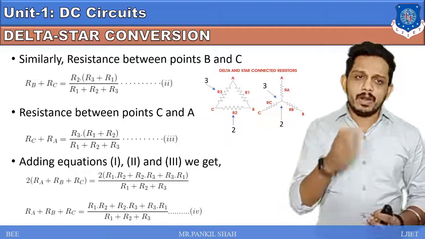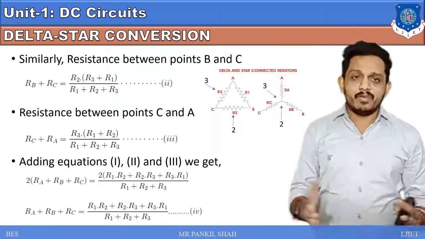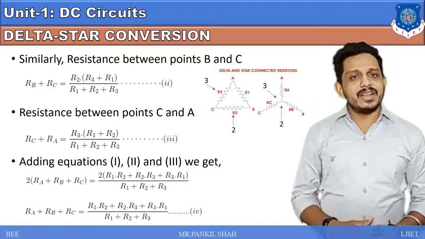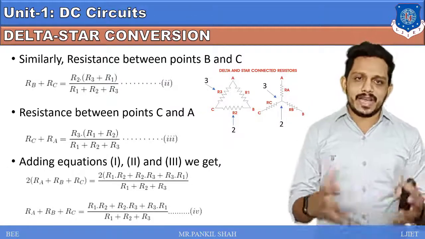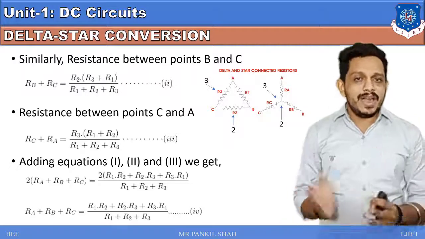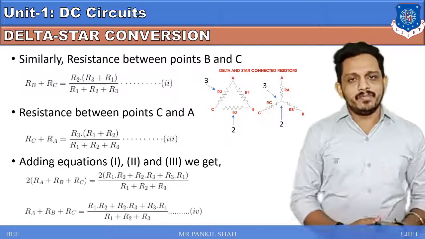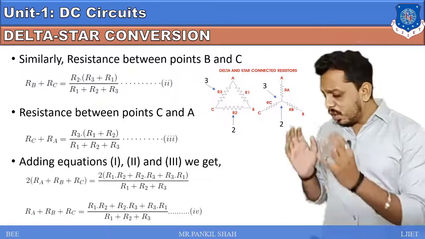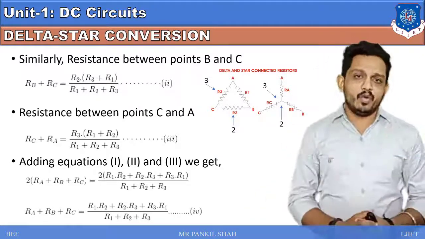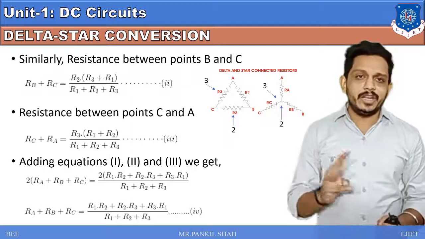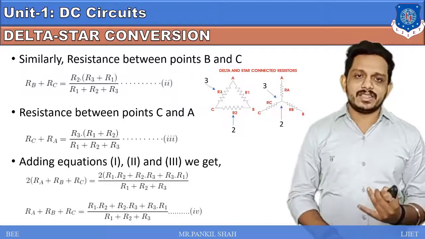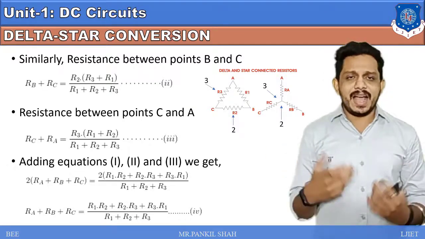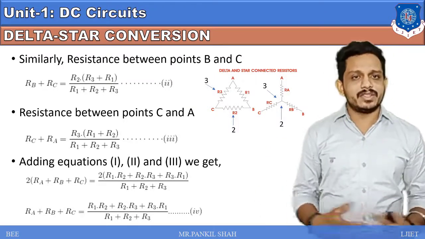Now the 2 will cancel out from both sides. So our final equation will be Ra plus Rb plus Rc is equal to R1 R2 plus R2 R3 plus R3 R1, divided by R1 plus R2 plus R3. This equation is given as equation number 4. Look carefully at equation number 4. On the LHS there are three terms, Ra plus Rb plus Rc, but we want to find only one term, either Ra or Rb or Rc.